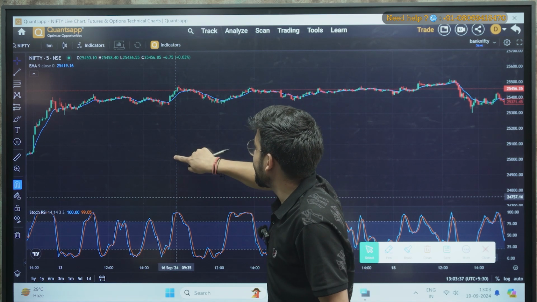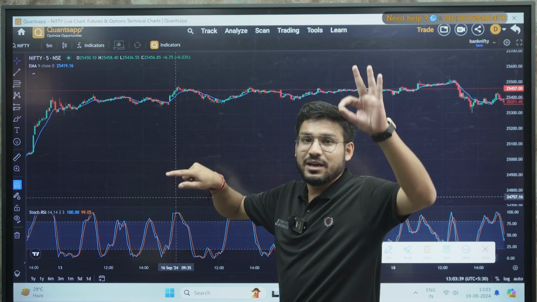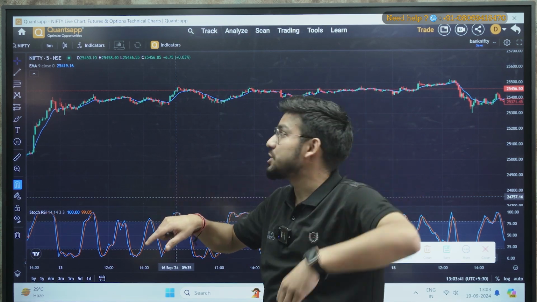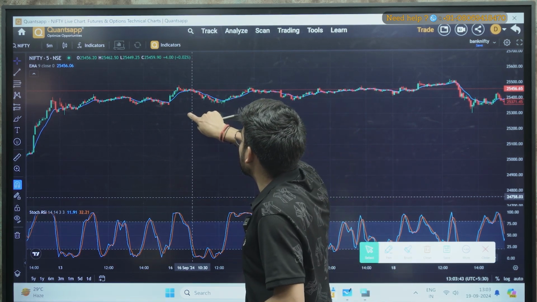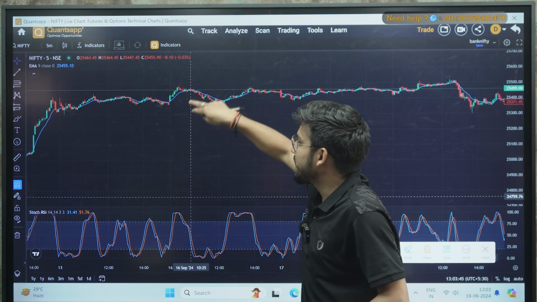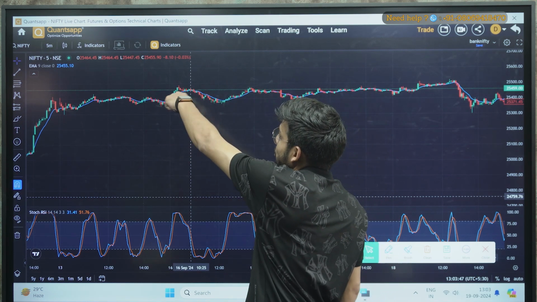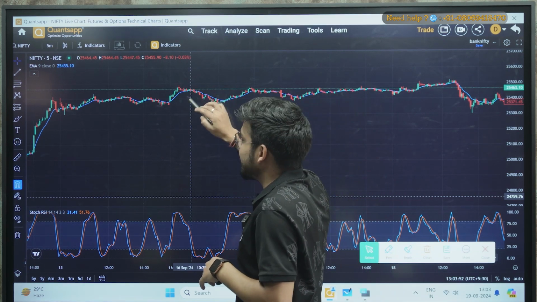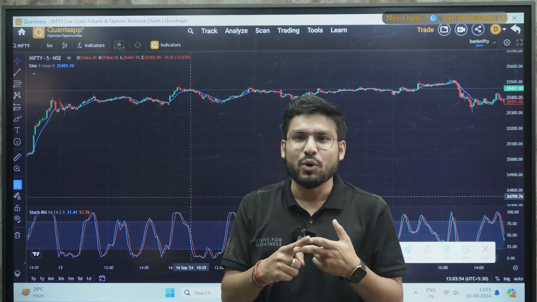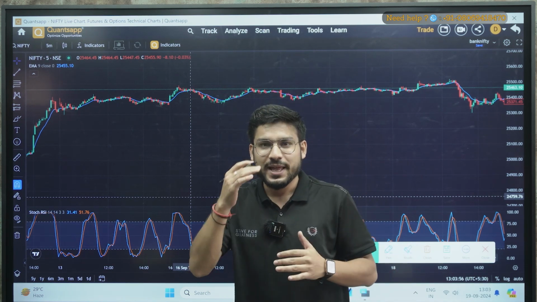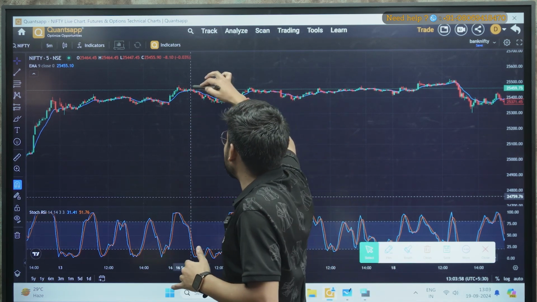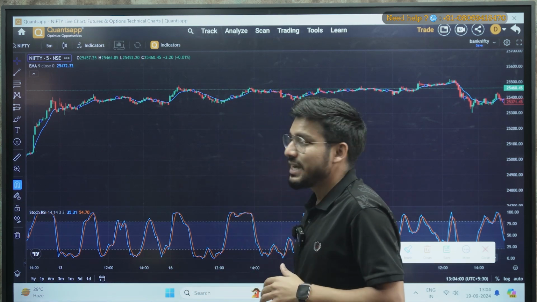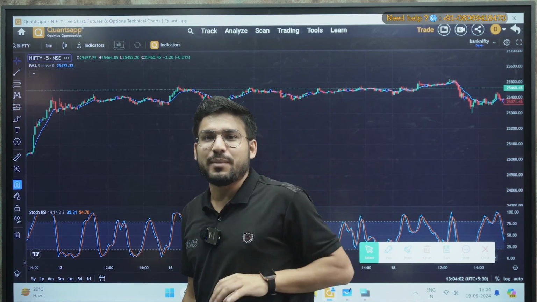Now after the crossover, I want a red candle that is closing below my exponential moving average. So here it crossed my exponential moving average. I mark the low of this candle and also the high of that candle. When the low of that candle is broken, that is my entry point, and the high of that candle will be my stop loss. You can see then I got a very good movement here. Similarly, you can find the reversal of the market also.